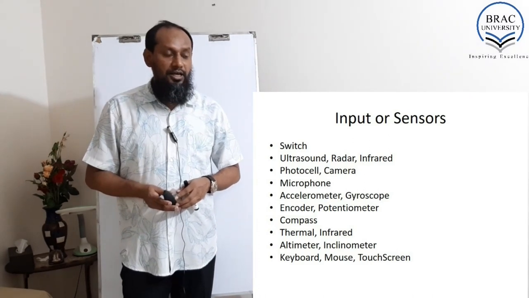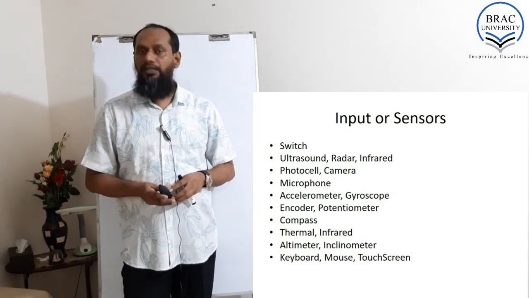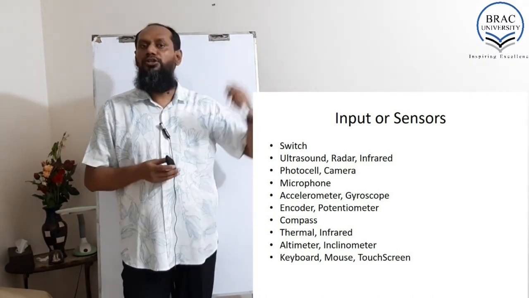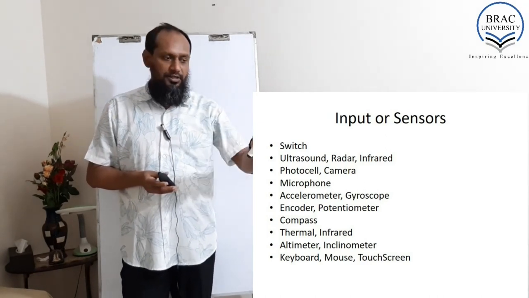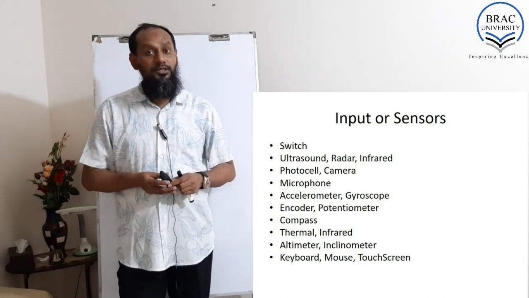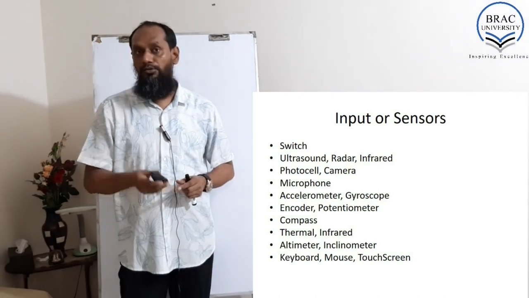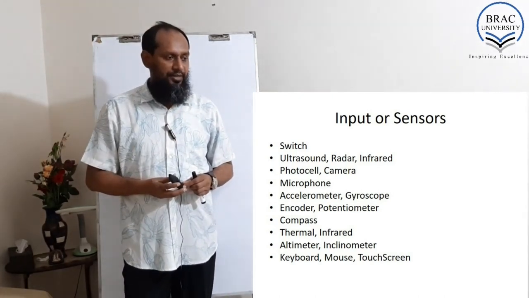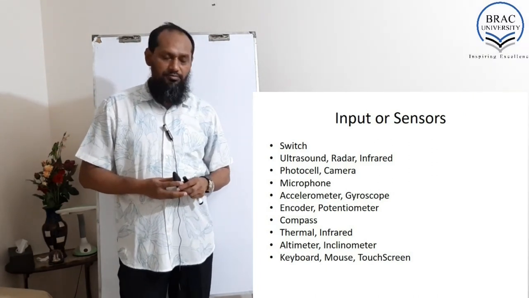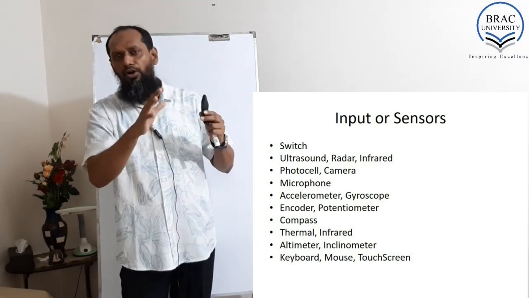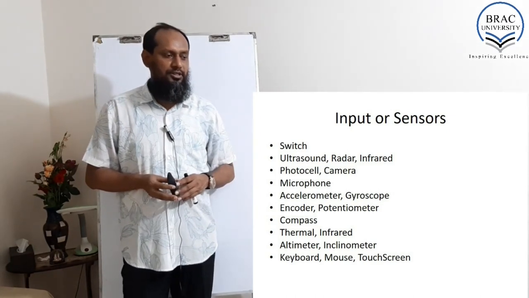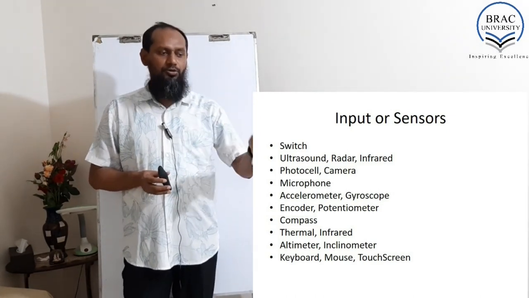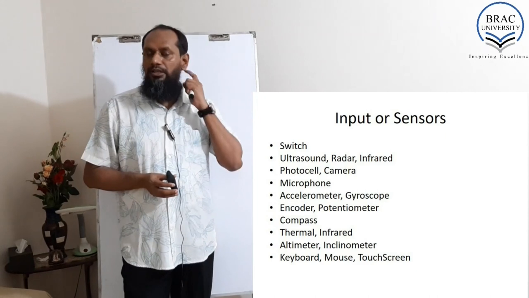Thermal and infrared sensor. Yes, the thermal sensor is used in our air conditioner. The infrared sensor is used in cameras even. You know there are some infrared cameras that can see at night, night vision cameras. Altimeter, inclinometer, by using some form of magnet we can use it. Keyboard, mouse, touch screen, all these are part of sensors.